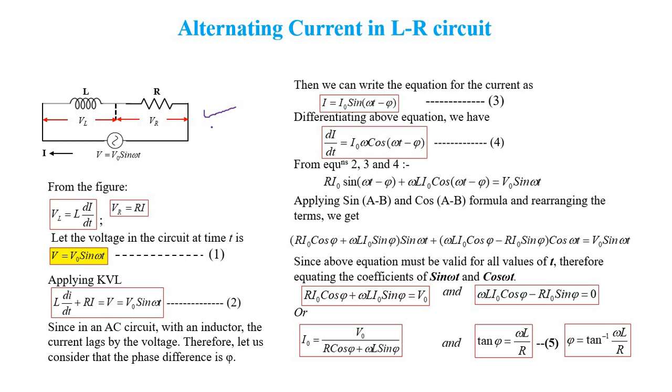This is the basic circuit of the components L and R connected to an alternating current source. This is inductor and this is resistor, and the voltage across the inductor is shown here as VL, and across the resistor is VR. This is the current at any time t.